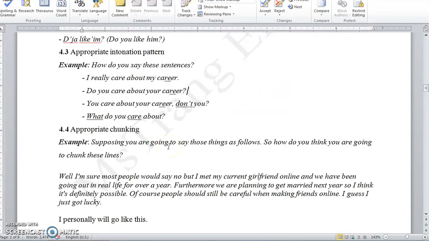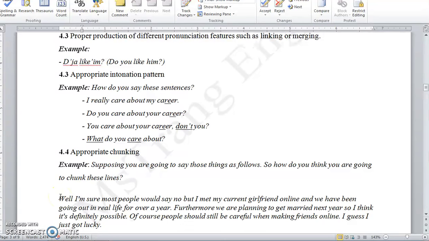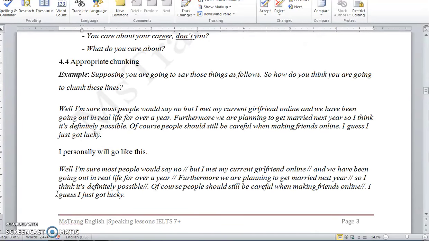And the last thing with pronunciation is chunking. Chunking refers to how you group words together when speaking. One of the problems with Vietnamese students is that they have absolutely inappropriate chunking. They pause at the incorrect places, which makes it very challenging for the native speaker to understand you. Now, first of all, please read this speech, and can you see where you would pause in the passage? Now for me, I'm going to go like this.